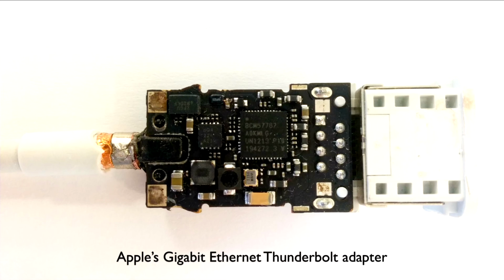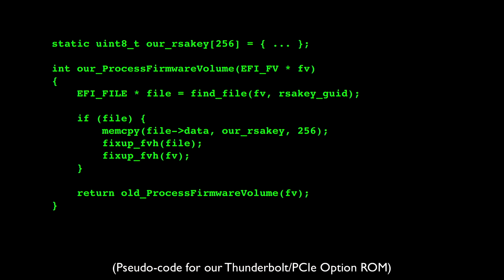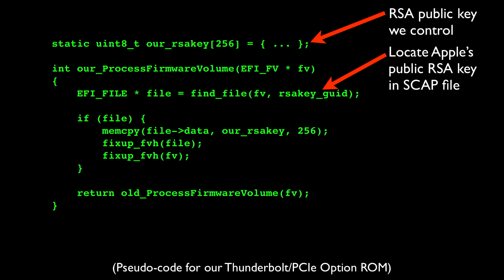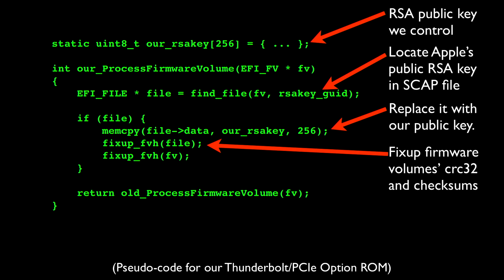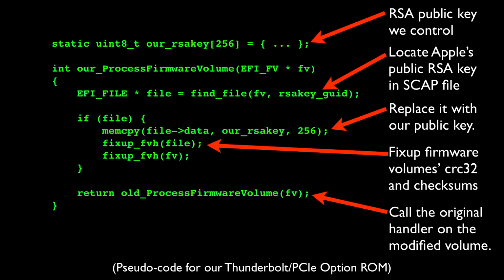But what we came up with is actually even more interesting, that we can instead put in an RSA public key that we control, and the process firmware volume function will search through the firmware volume looking for Apple's public key. If it finds it, it mem copies our public key over it, then fixes up the CRC32, since we now know how to do that, and then it calls the old process firmware volume on this now modified image.